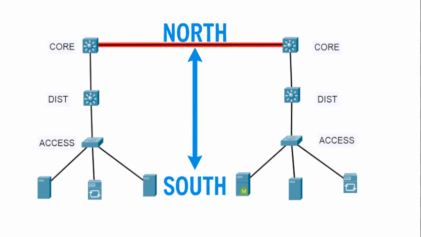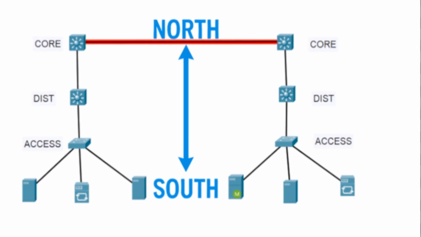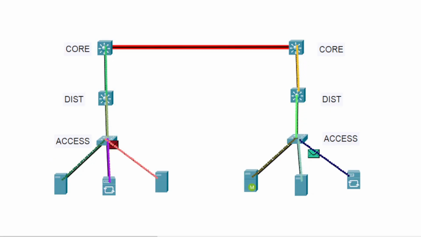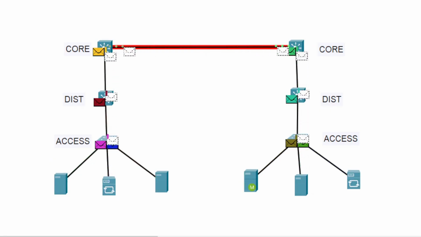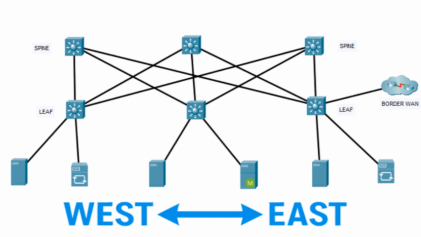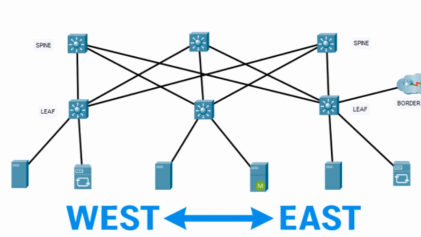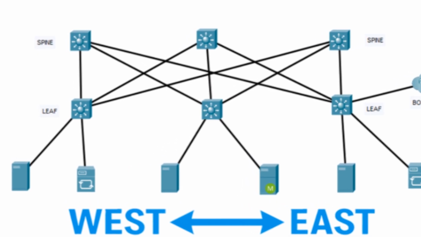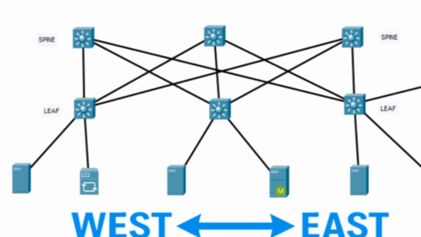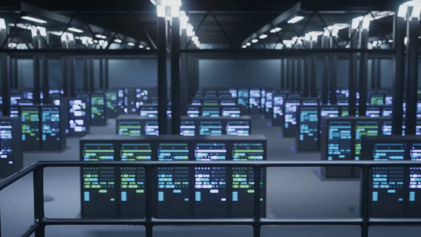In older data center designs, most traffic flowed north and south. That is to say, between a server and a user on the outside, passing through the data center's core to reach the internet. But in today's data centers, most of the traffic flows east and west, meaning traffic moves between servers inside the data center. This could be database servers communicating with web servers, storage systems syncing data, or virtual machines talking to one another.